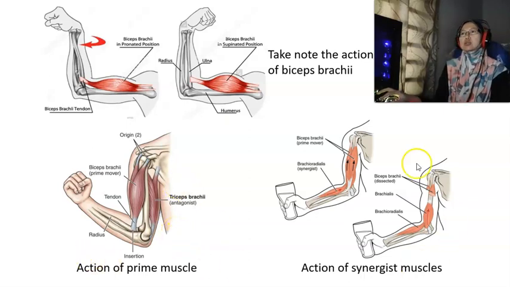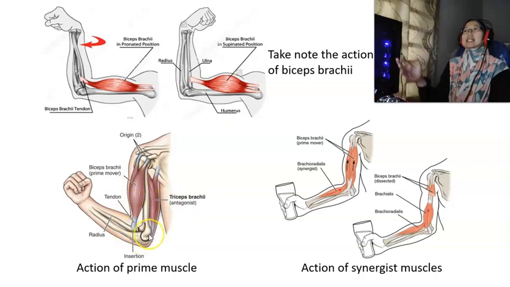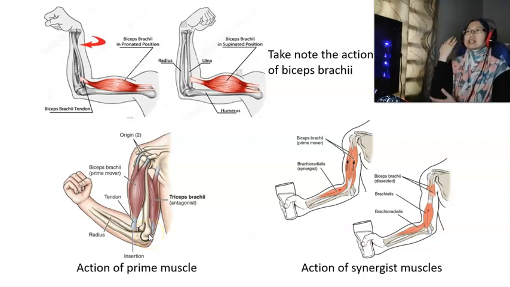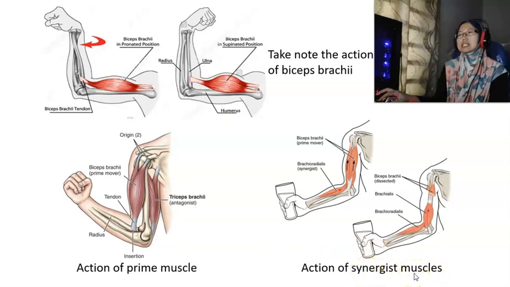Okay, these two pictures just show that this is the action of the prime muscle, which is biceps brachii. Dia flex the elbow. Ini dia punya main function, flex elbow. Triceps brachii ni dia punya antagonist. Dia extend lah kan. Satu flex, triceps nanti dia akan extend. Nantilah kita cerita. Yang ni synergist muscle. Synergist ni macam assistant lah.